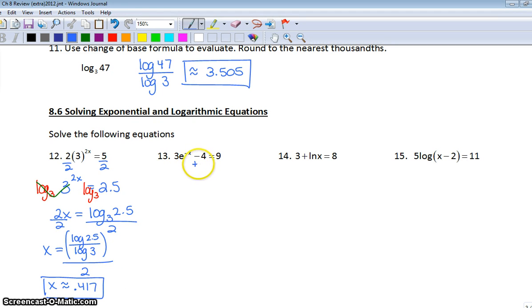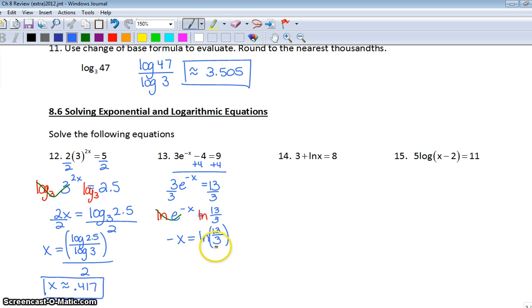Number 13, we add 4 over. We get 3e to the negative x is equal to 13. We divide by 3, and we get e to the negative x is equal to 13 thirds. The last one I simplified it to 2.5. When you have a third, you have a repeating decimal, so keep it as 13 over 3. And I want to get to that x there, so I have to get rid of the e. The way to get rid of the e is to take the natural log, so I take the natural log of each side. The natural log of e cancels, so my exponent drops down, so I've got negative x is equal to the natural log of 13 thirds.